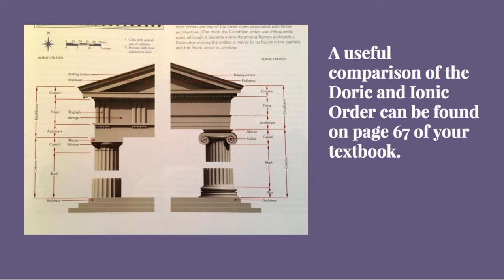If you guys want a useful comparison of the Doric and Ionic order, this can be found on page 76 of your textbook. And if you have any questions for reference, this breaks down each sort of part for you.